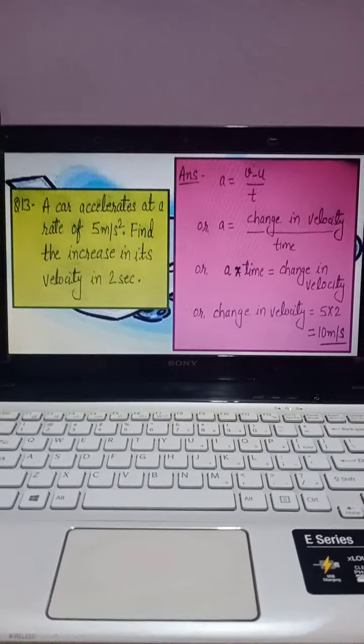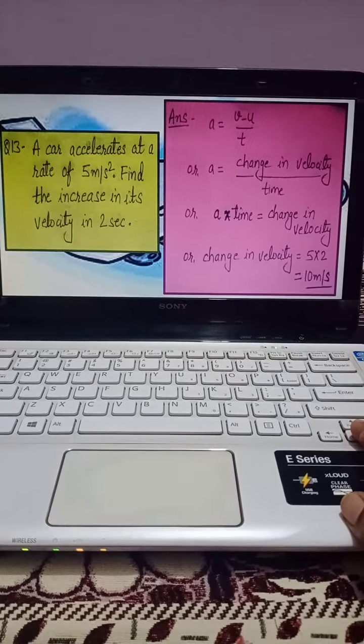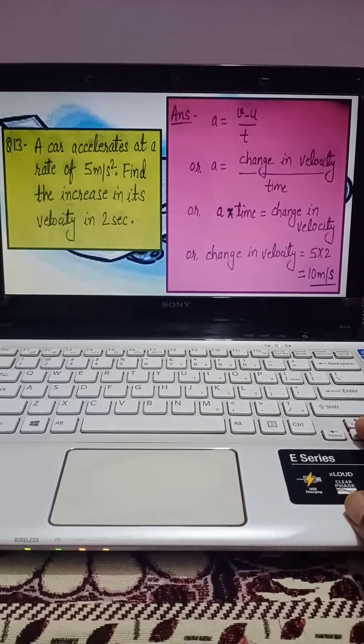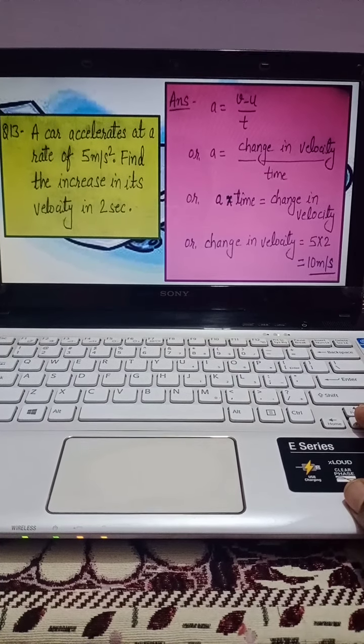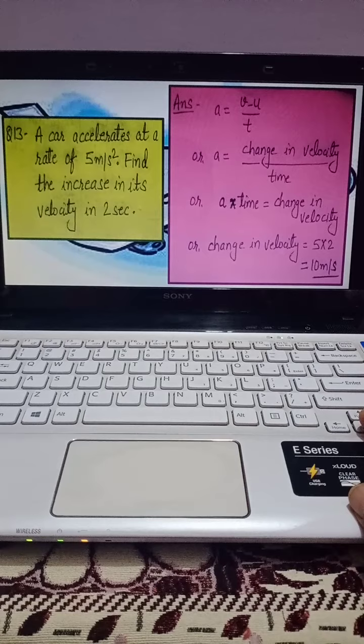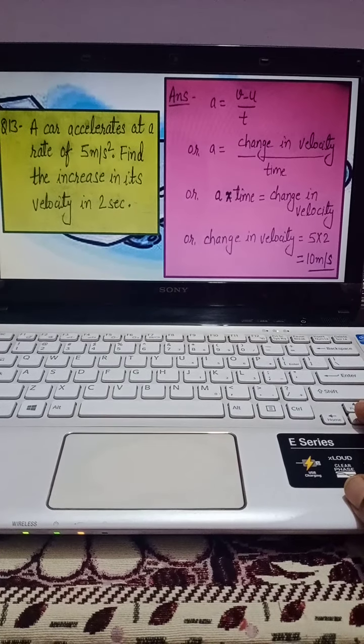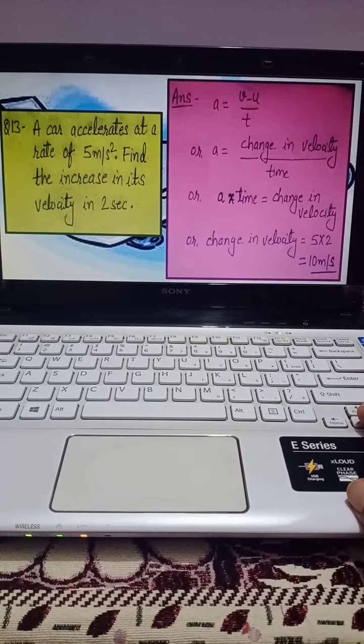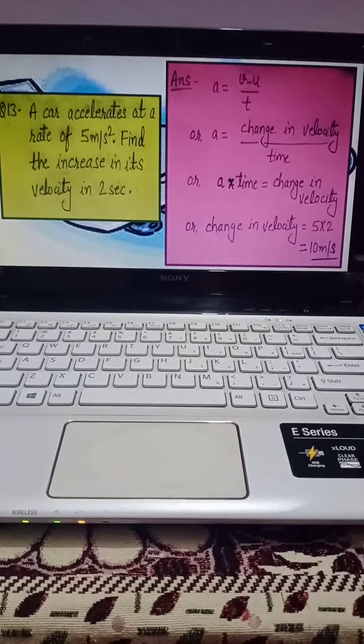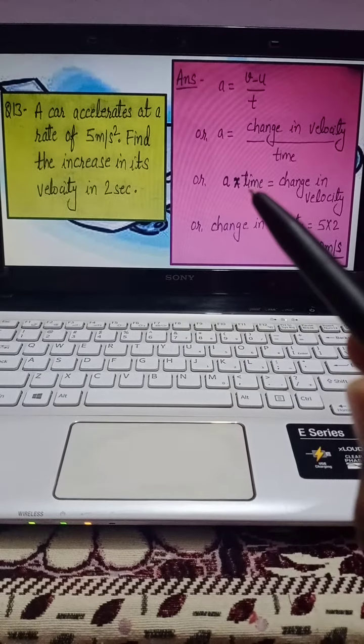So to find change in velocity, again we are going to use the formula of acceleration, a is equal to v minus u by t. So v minus u can also be written as change in velocity by time. Therefore, change in velocity is equal to a into t.